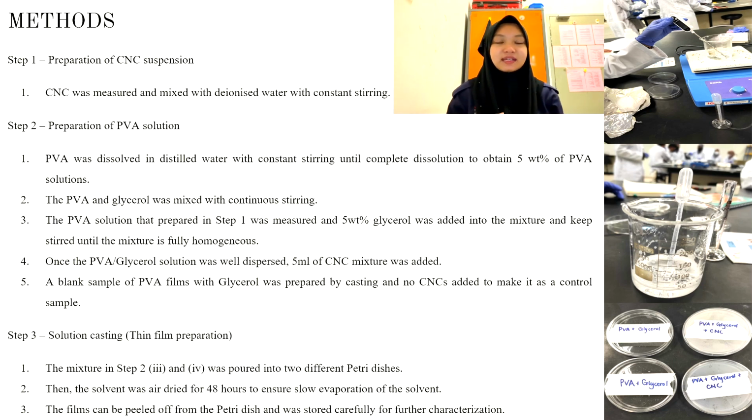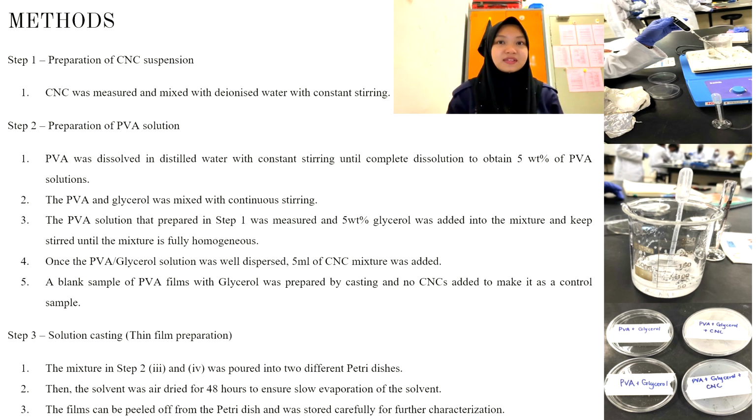First, the mixtures from step 3 and 4 were poured into two different petri dishes of 130 mm diameter after 30 minutes of stirring. Then the solvent was air dried for 48 hours to ensure slow evaporation of the solvent. The film can be peeled off from the petri dish and was stored carefully for further characterization.